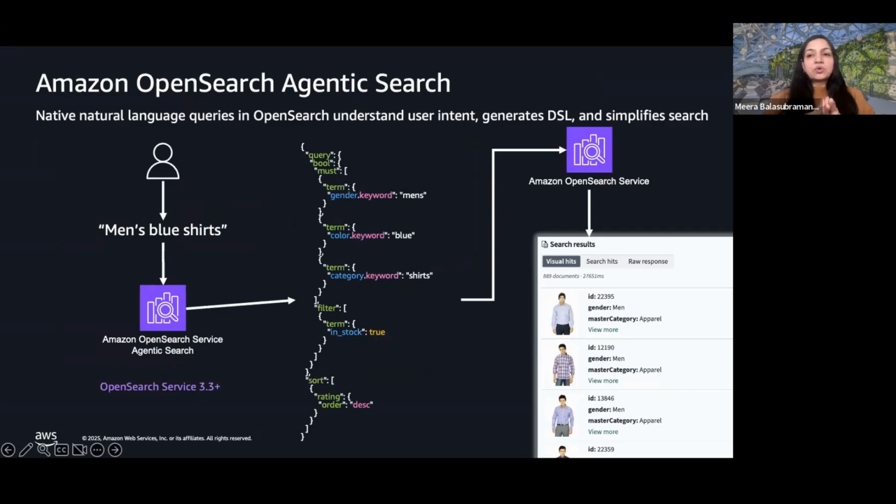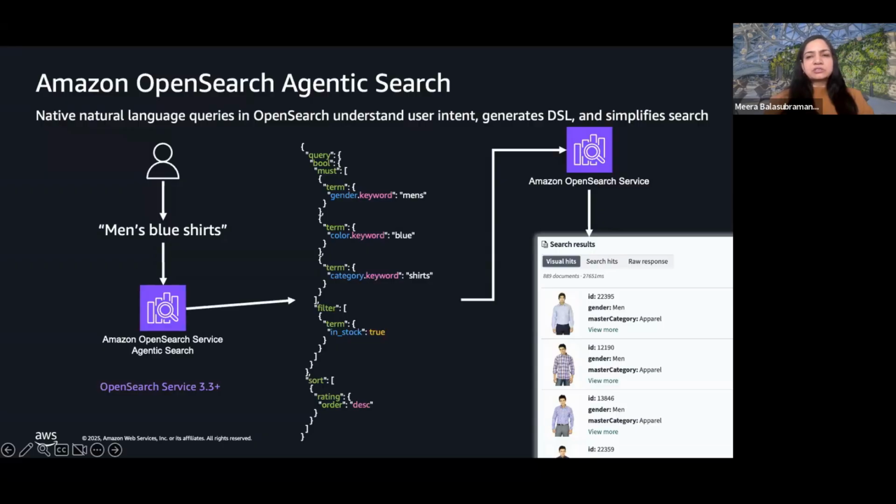And as you all might know, OpenSearch is AWS's open source search and analytics engine for use cases like log analytics, real-time monitoring, and full text search. Now, OpenSearch's new agentic search provides an agent-driven search capability. Users can ask questions in natural language like find red cars under $30,000 or men's blue shirts.